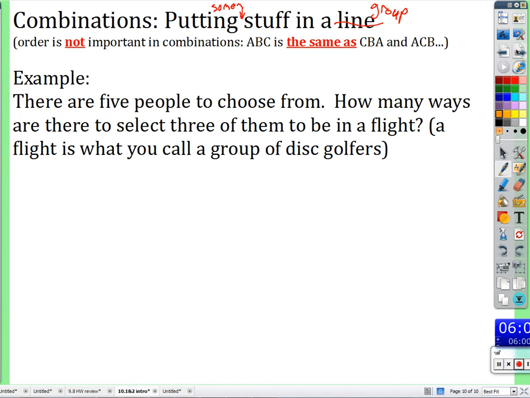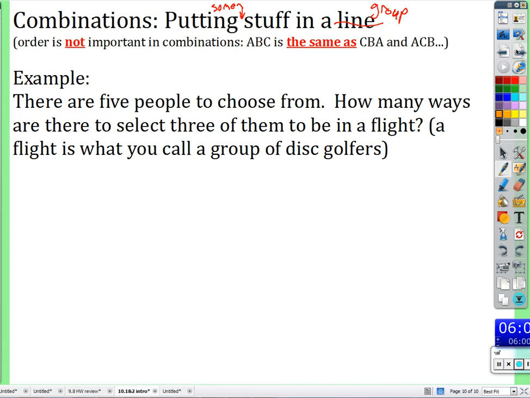Okay, so I picked this because it's a disc golf reference, and I like disc golf. So a flight is a group of people that just play the course together. Okay, 10. And it doesn't really matter what order they're picked. It's still the same group of people. They just go out and play together. It doesn't matter what order you pick them in. There's not a leader. There's not a good guy and a bad guy or whatever. It's just we've got five people, and we're picking three of them.